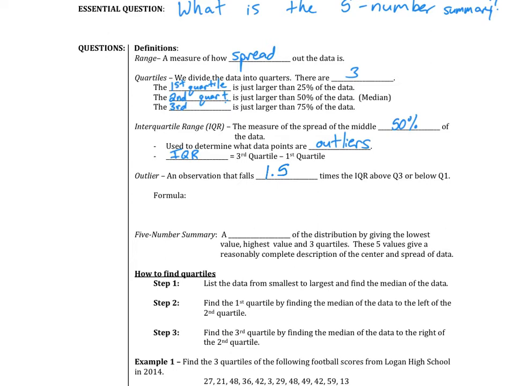So the formula will be any number that is less than quartile 1 minus 1.5 times the IQR, or any number greater than the third quartile plus 1.5 times the IQR. So that IQR is kind of important. It comes up twice when we're looking for outliers.